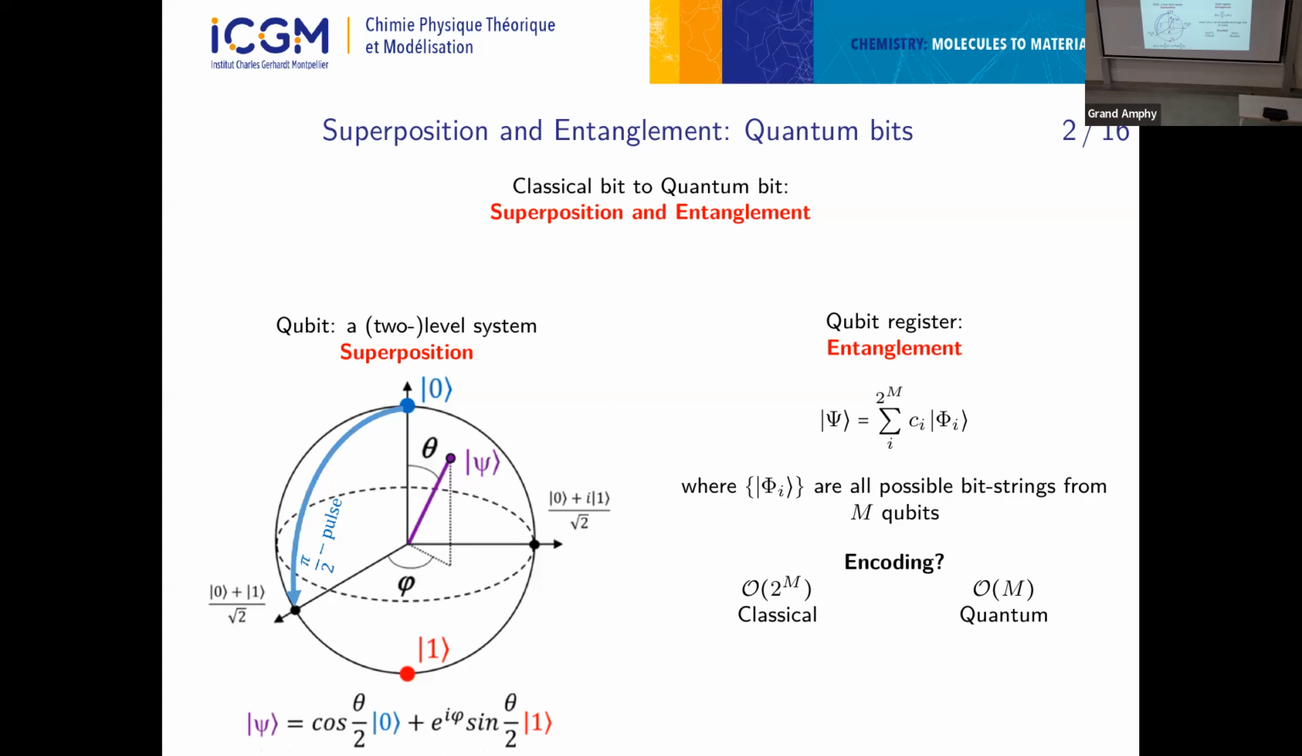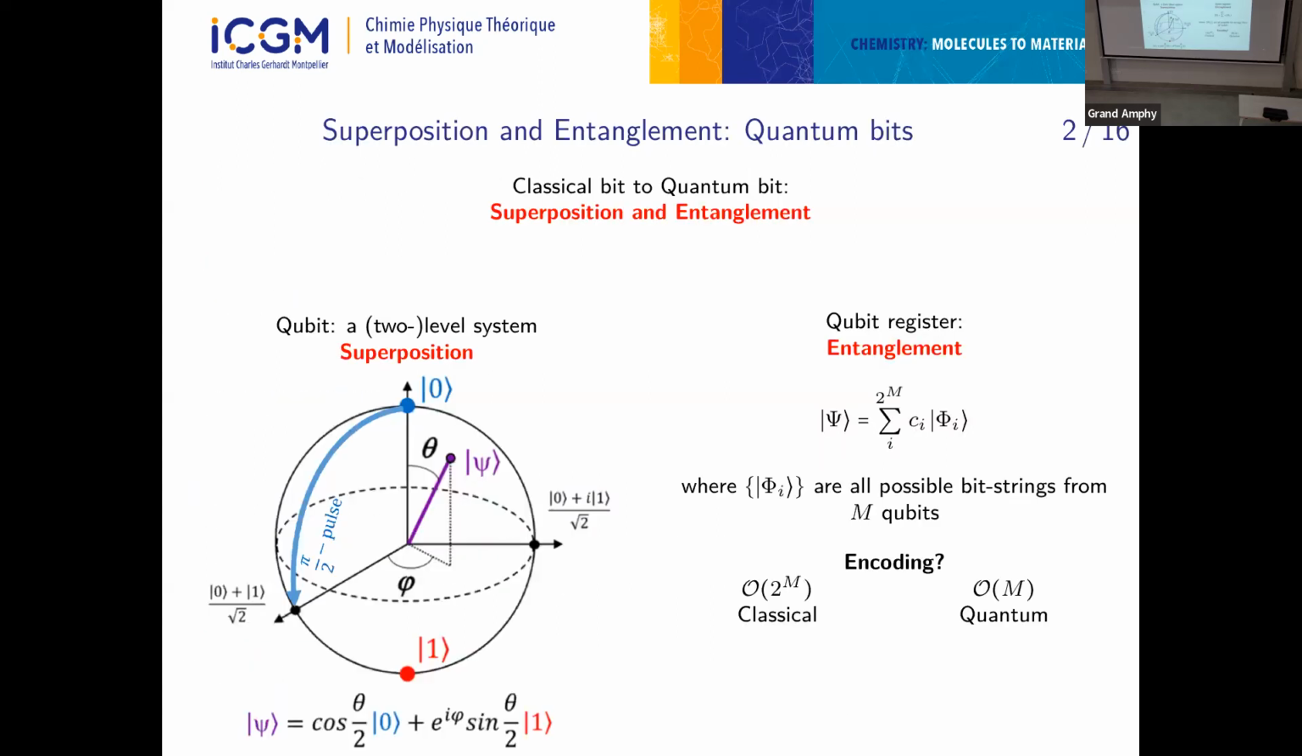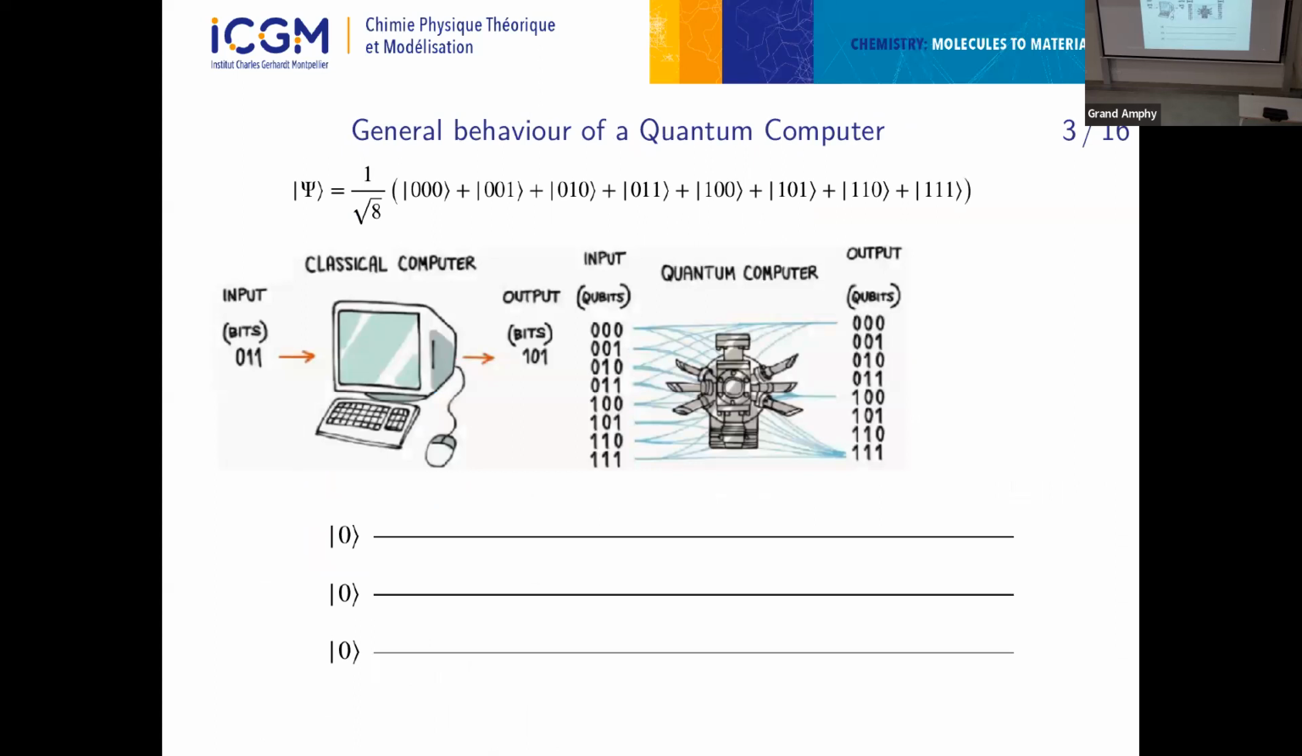And I just would like to stop here with this expression. You see that it's really the same as the one I described here, the many body problem. So we already see the connection between quantum computers and quantum chemistry. But how can we really map these? We will see that in the next slide. But first, let's see how a quantum computer works.